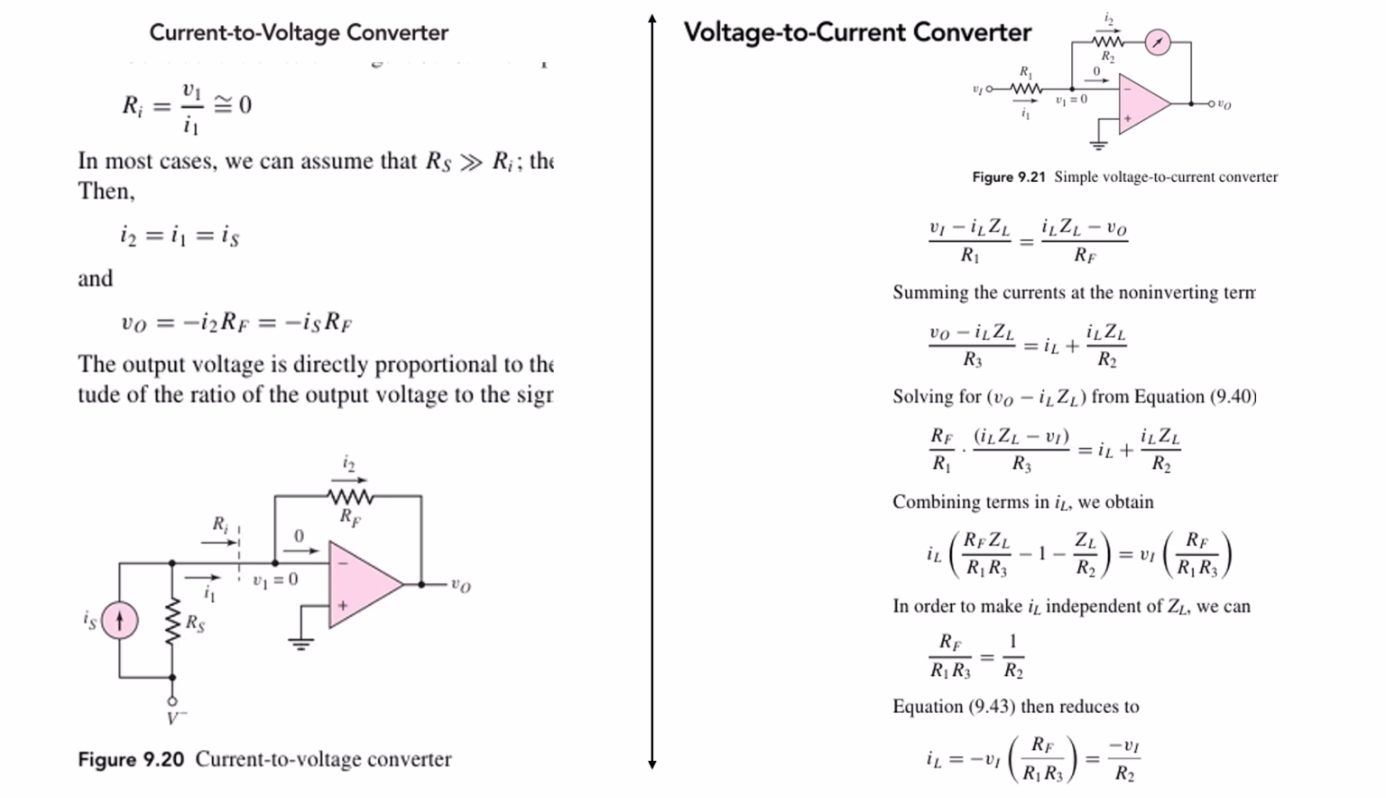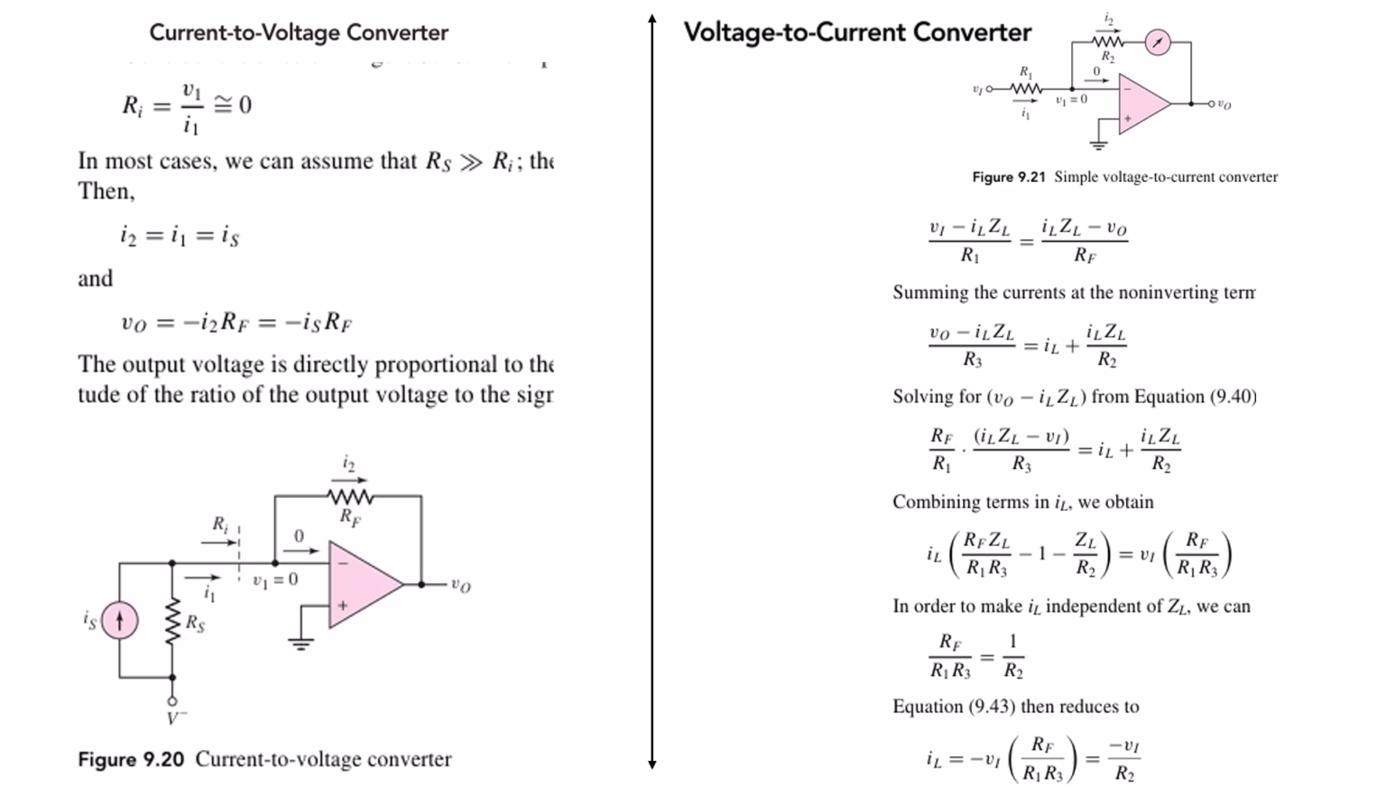So this is how we can get the output voltage, which depends on the input current. Similarly, on the right side, we can observe the voltage to current converter. The input is voltage, that is V1, and the output will be the current, that is IL. How to find it? We can use the KVL equation, and we get V1 minus the voltage divided by R1, that is the current. Since no current flows through the operational amplifier, just find I1 and I2, which will be equal to IL ZL minus VO divided by R. Further, if we solve for VO minus IL ZL, we get the equation IL into RF ZL divided by R1 R3 minus 1 minus ZL by R2, which will be equal to V1 into RF divided by R1 R3.